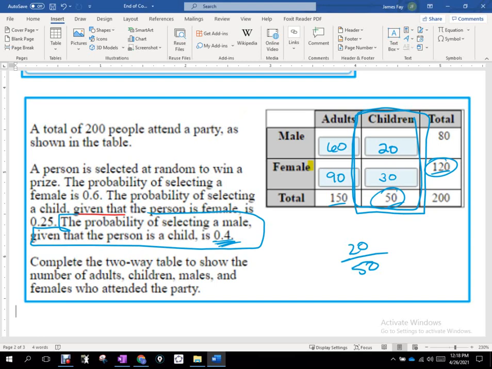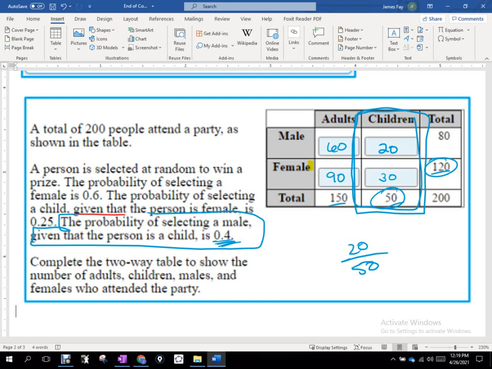So let's complete the two-way table to show the number of adults, children, males, and females who attend the party. So we've completed that. But sometimes we'll ask this question: what is the probability that you randomly choose a person that is a male adult or a female child? So how many male adults are there? 60. How many female children are there? 30. And I said or, so it means I can pick one or the other, right? So 30 plus 60 is 90. So it'd be 90 out of 200. Just a 45% chance that I could pick an adult male or female child.